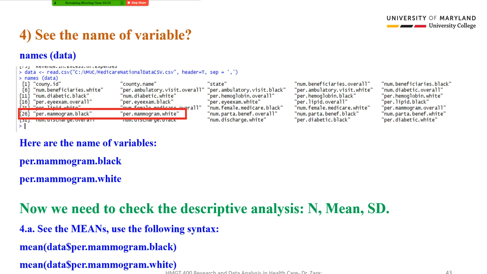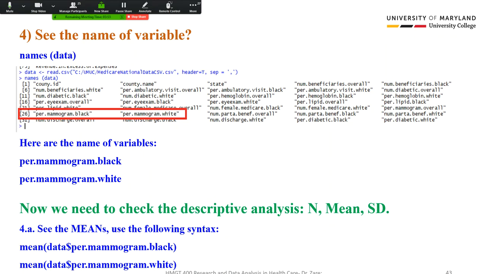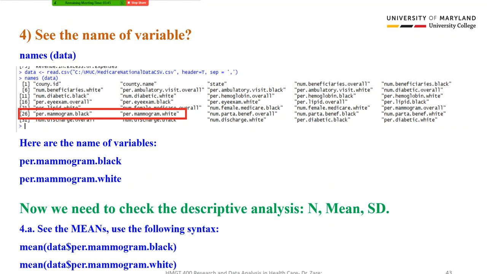Sure, you're welcome. Okay, and then I'm going to the name of the variables. The names of the variables I need here are percent mammogram black and percent mammogram white. Then I need to use 3 different functions. The first function, number 4a, is the mean function. This is the mean, this is the name of the data, this is the dollar sign, and this is percent dot mammogram dot black, the name of the variable. The same for the white, and I can see the means.